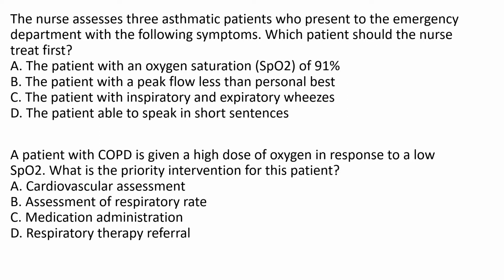The answer is B, assessment of respiratory rate. All of the other ones are important, but the priority assessment or intervention for the COPD patient receiving high levels of oxygen is the respiratory rate. The respiratory rate will decrease due to the fact that his breathing is stimulated by a decrease in his oxygen level. With high levels of oxygen, the patient has lost his stimulus to breathe.